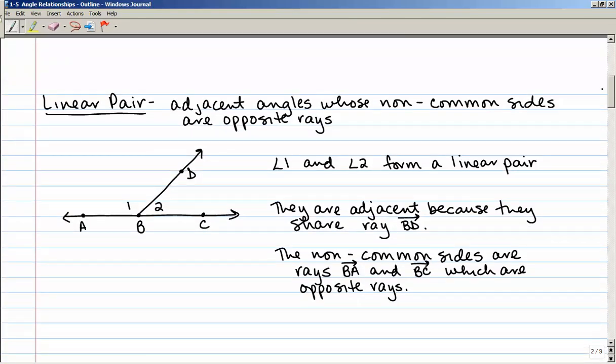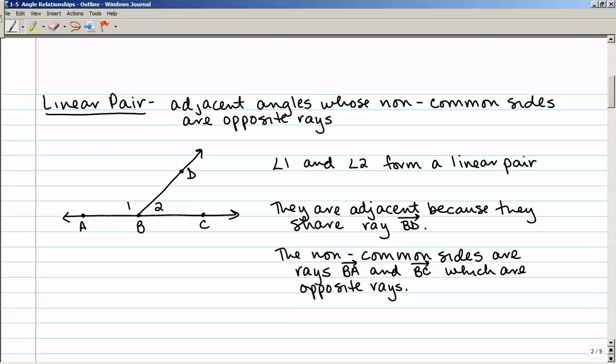A linear pair is a pair of adjacent angles whose non-common sides are opposite rays. So in this diagram here, angles 1 and 2 are adjacent angles, and they have non-common sides, in other words, the side that they don't share. Angles 1 and 2 both share ray BD, but they do not share ray BA and ray BC. And those are opposite rays because they form a straight line.